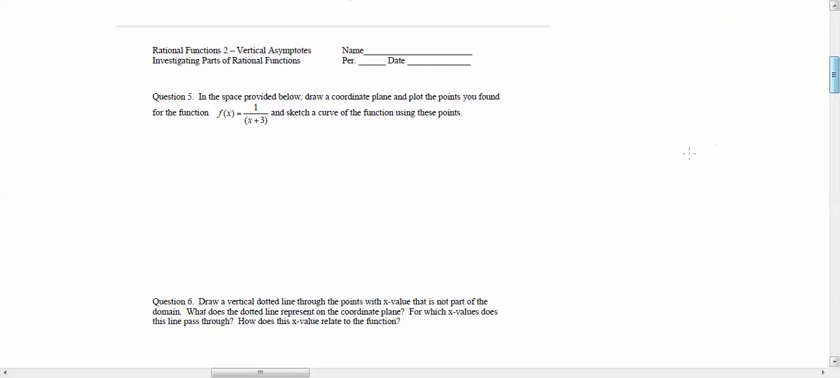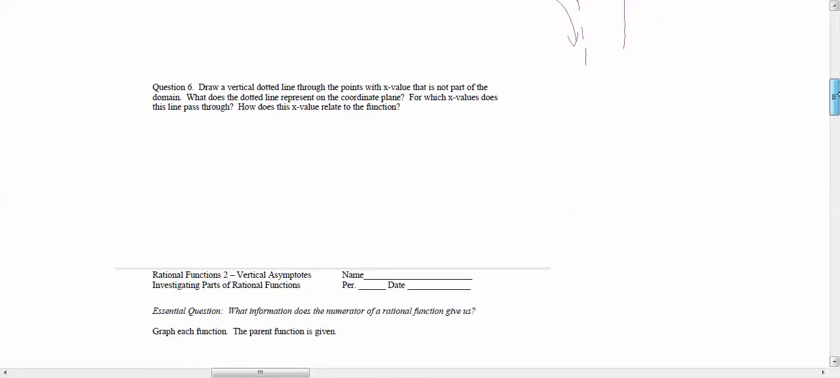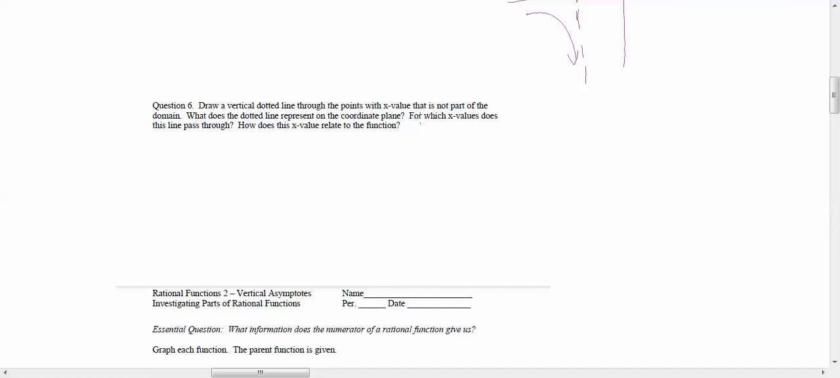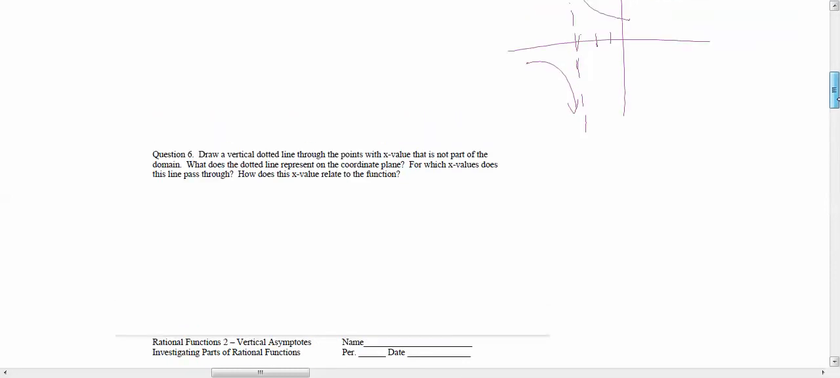In the space provided, draw the coordinate plane and sketch that curve. I already did that. That's back in 1, 2, 3, and that thing goes down to infinity and goes up to infinity. I would even draw a dotted line, which kind of says there's a vertical asymptote right there. Draw a vertical dotted line through the point of x values that is not a part of the domain. Oh, I did that already. There we go. That's how you do that one.